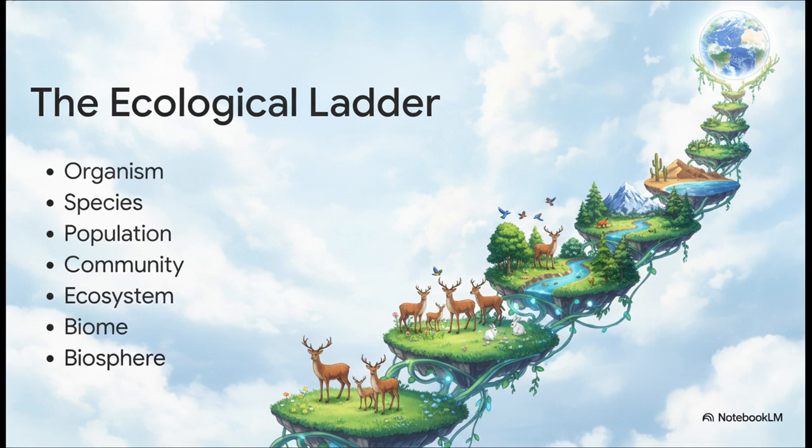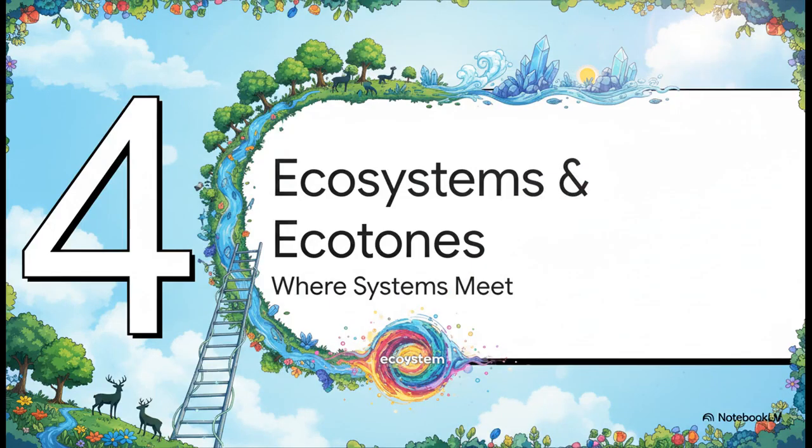Keep zooming out to massive regional climate units like a desert or a tundra, that's a biome. Put all those biomes together, and you have our biosphere, literally the entire living Earth. All right, Section 4, ecosystems and ecotones. Let's zoom back in on where these boundaries actually meet.